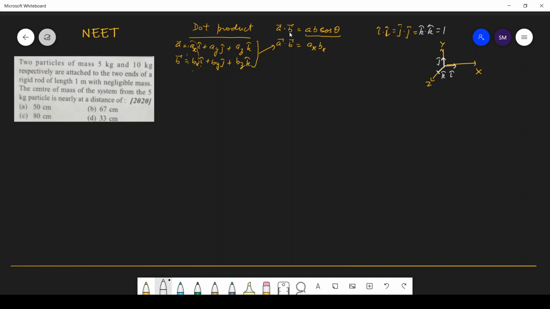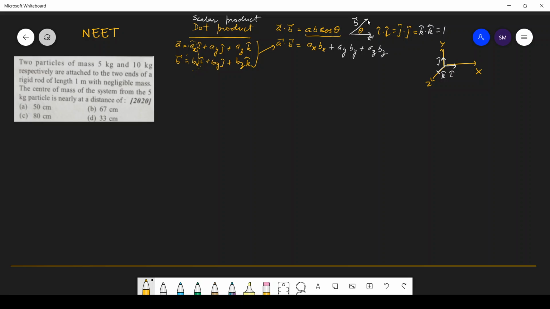So the dot product of two vectors gives a scalar quantity. That is why we also call it the scalar product of two vectors. We can write it as a dot b equals ax bx plus ay by plus az bz. So we know ax, ay, az, and we put in the values. Theta is the angle between vector a and vector b.